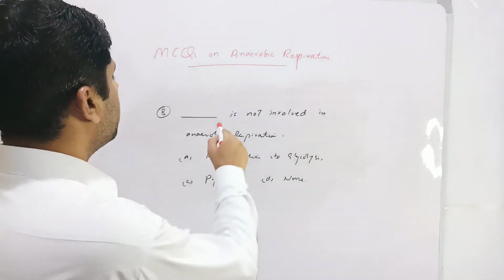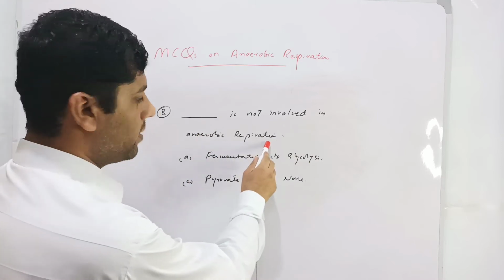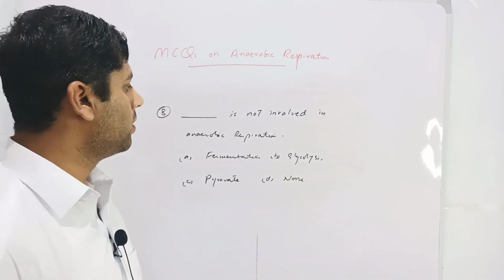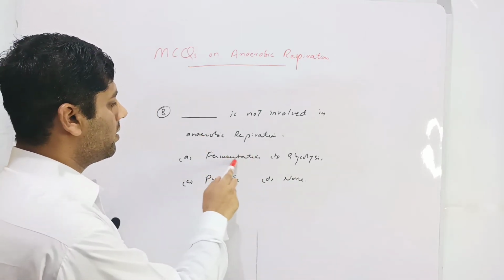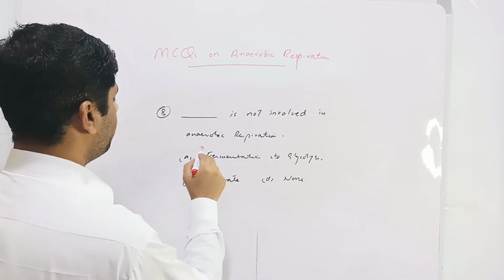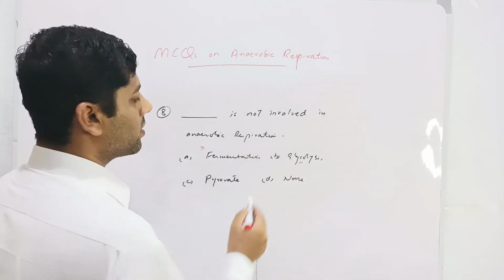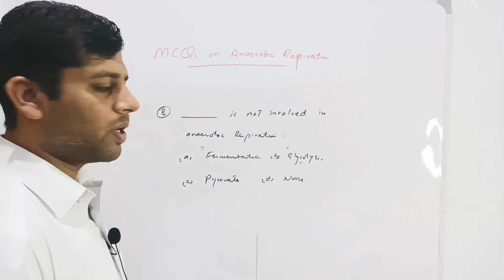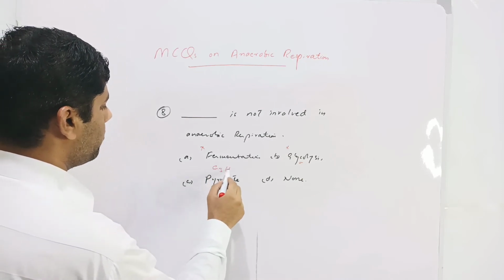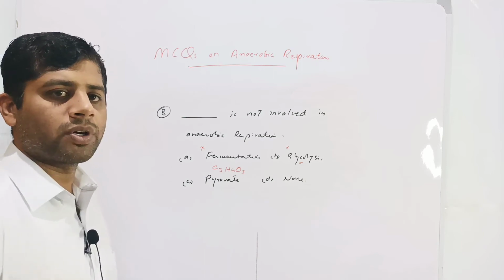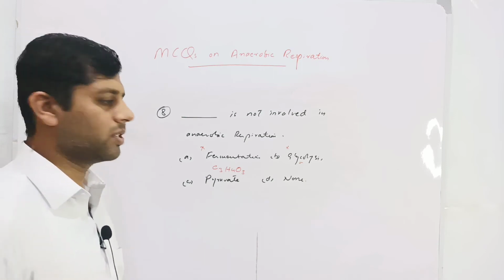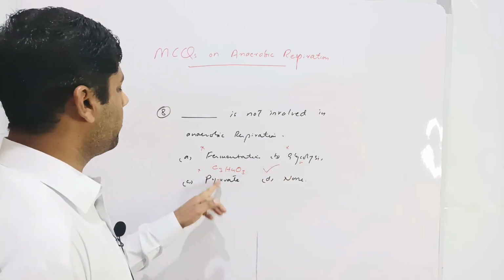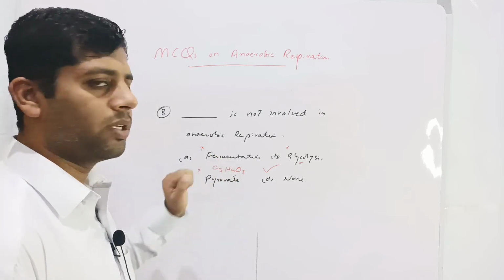Next question is, dash is not involved in anaerobic respiration. Given options are fermentation, glycolysis, pyruvate, or none. We know that anaerobic respiration is also called fermentation, so this option is incorrect. Glycolysis is the pathway which is common to both aerobic as well as anaerobic respiration, so this is also incorrect. Third is pyruvate. The formula of pyruvate is C3H4O3. It is the intermediate product in both aerobic as well as anaerobic respiration, so this option is also incorrect. The final option is none. So all of these processes are involved in anaerobic respiration. The given options are not correct.